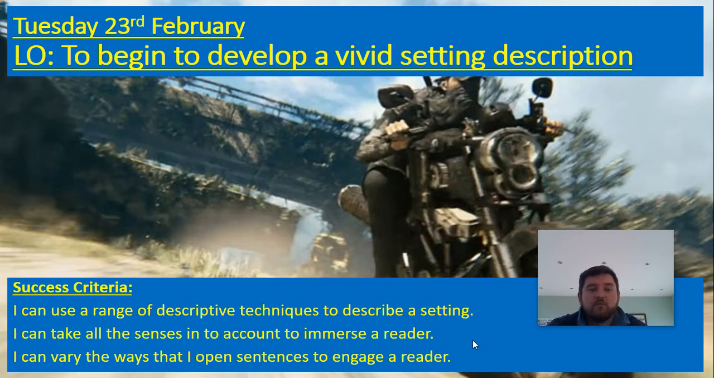Now that is probably going to fulfill the key element of today's lesson, the use of the different ways to open sentences. It said a vivid setting description in the yellow, and that is because we want to think about how we're going to really paint the picture for our audience. Every time we write, remember, we're writing for an audience, not for the simple nature of doing a piece of writing. So we want this to be vivid.